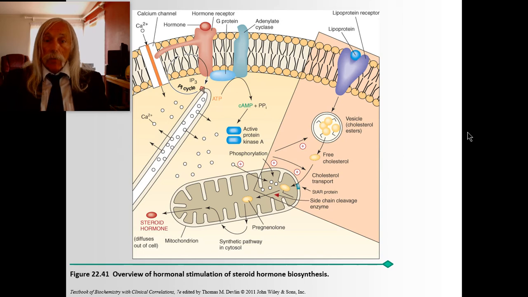So this is a little bit about what goes on when the receptor binds. Calcium channels are opened up. Here's the hormone binding to its receptor. It could be linked to a G protein. You can have adenylate cyclase firing cyclic AMP, and cyclic AMP dependent protein kinases like protein kinase A functioning to phosphorylate a series of enzymes and other proteins associated with the mitochondrial activity. You can have a lipoprotein receptor, lipoprotein binding, vesicular transport of cholesterol.